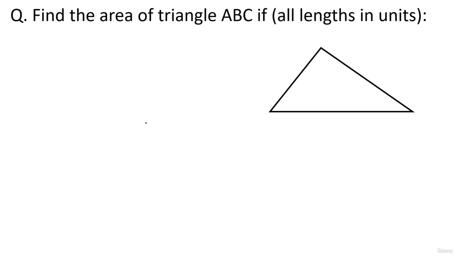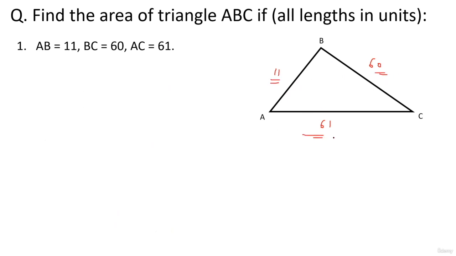So find the area of triangle ABC if all lengths are in units. First question, AB is 11, BC is 60, and AC is 61, right? अब बहुत लोग क्या करते हैं यहाँ पे, वो रूट ऑफ एस, एस माइनस ए, एस माइनस बी वाला फॉर्मूला, हेरॉन्स फॉर्मूला जिसको हम कहते हैं, वो अप्लाई करते हैं. But guys, remember 11, 60 and 61 is basically a Pythagorean triplet.